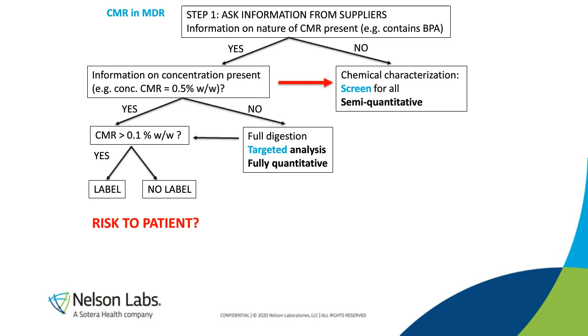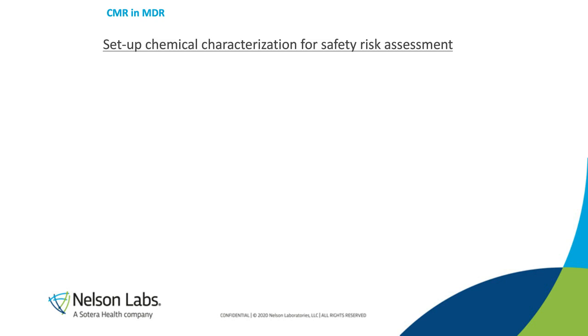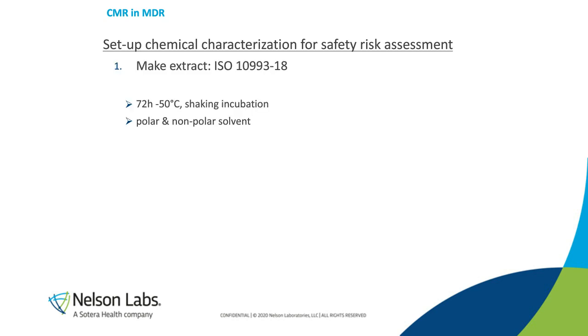Now, I do want to tell you that 0.1% by weight is pretty high in concentration, so the chance of these things being in there and not coming out is low. If they're in there at 0.1%, they are likely to come out, and so we're likely to see them at low levels. So this is how we would set up a chemical characterization, not just for safety risk assessment, but also for the CMRs. So we'd still make it an extract per ISO 10993-18.